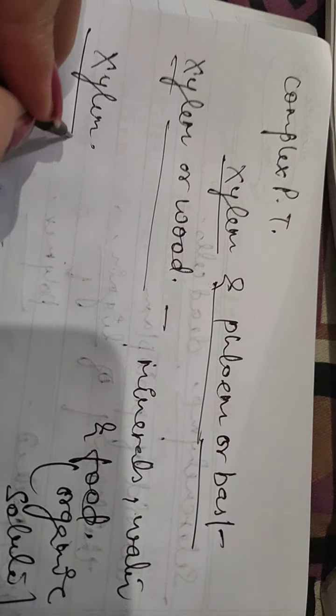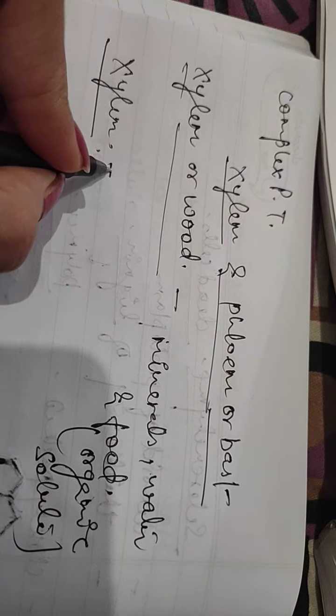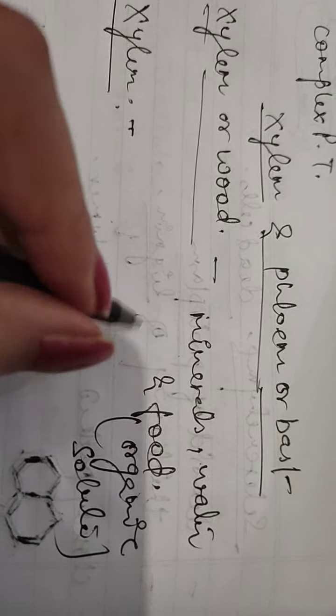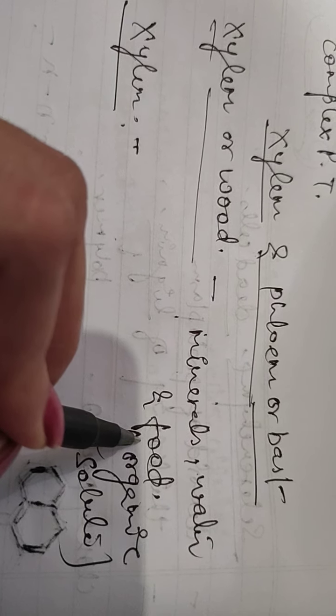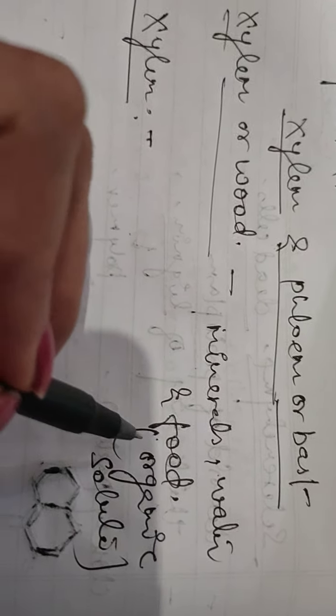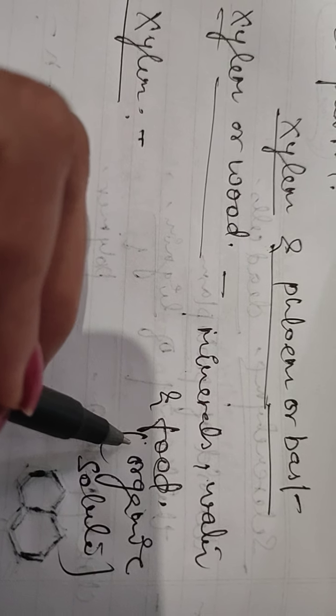Especially, xylem is meant for transportation of minerals and water from the soil through the root to the tip of the plant, and phloem is meant for transportation, or better called translocation, of food, that is organic solute, from leaves to the various parts of the plant, either root or stem or different growing parts.